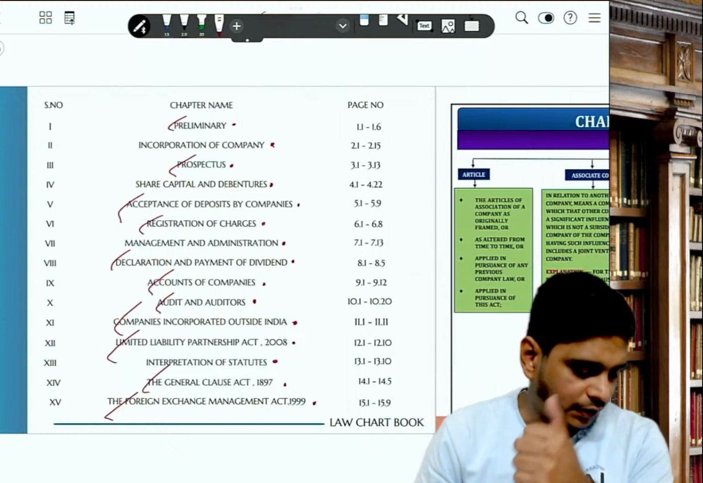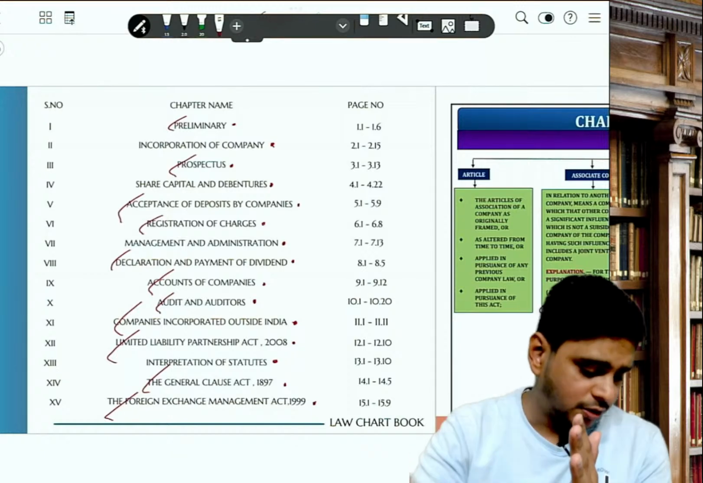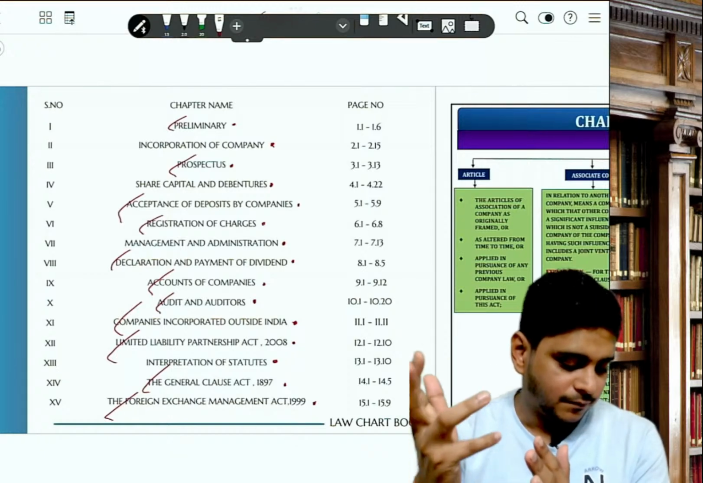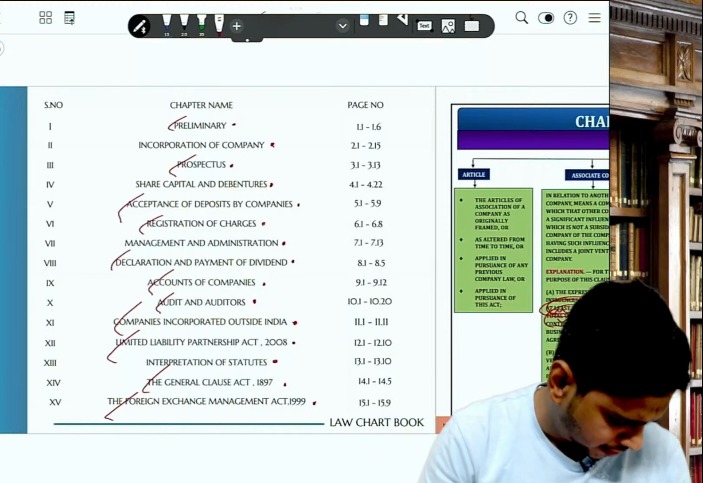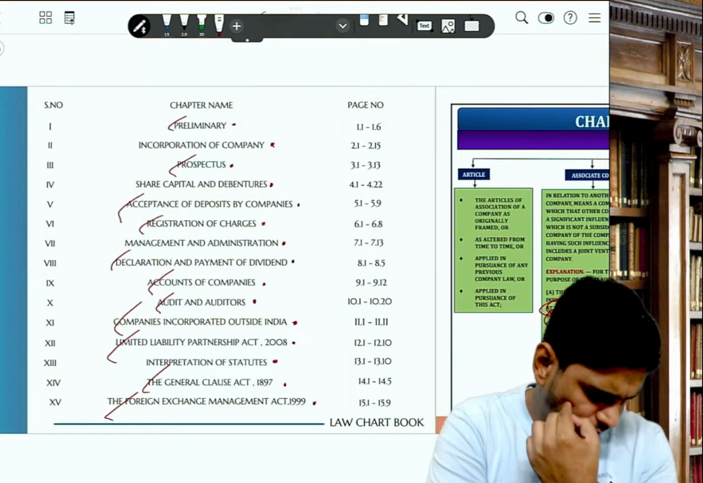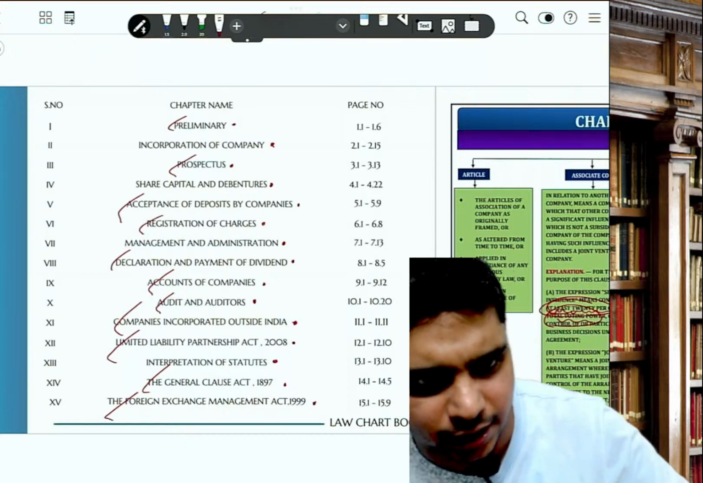So we've done preliminary, prospectus, deposits, charges, dividend, accounts, auditors, foreign companies, LLP, GCA, and FEMA. 11 we have done. Interpretation is pending. Meetings, share capital, incorporation, 4 pending. So this is the 11th chapter for the day.